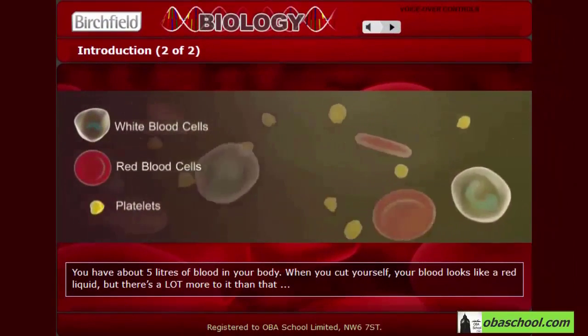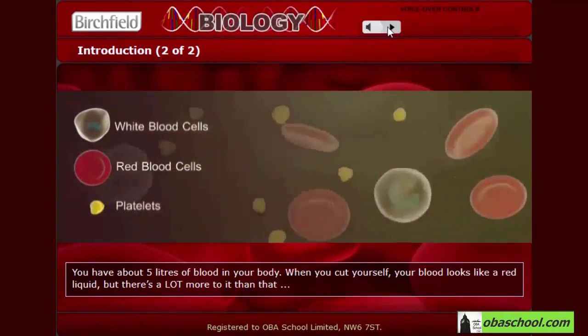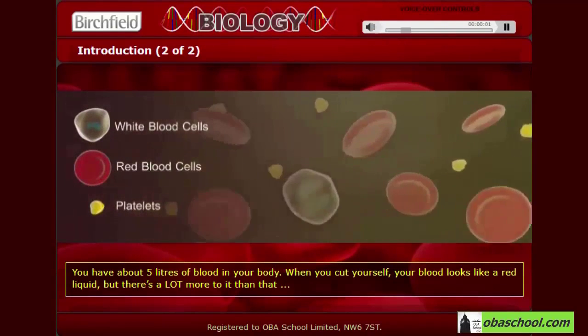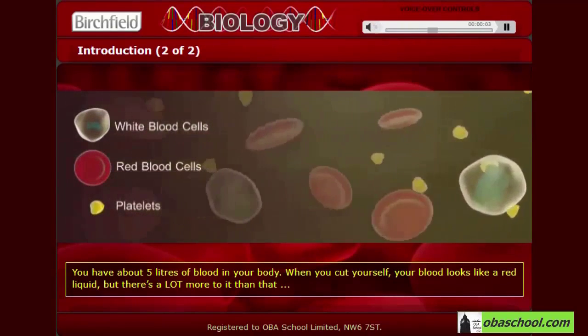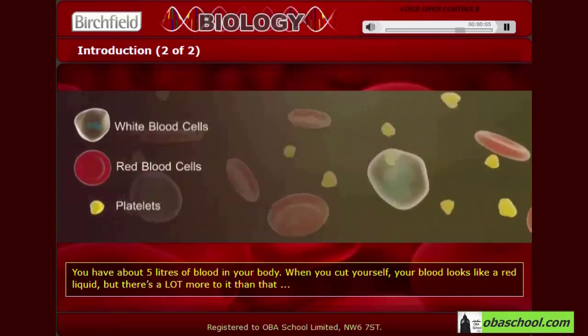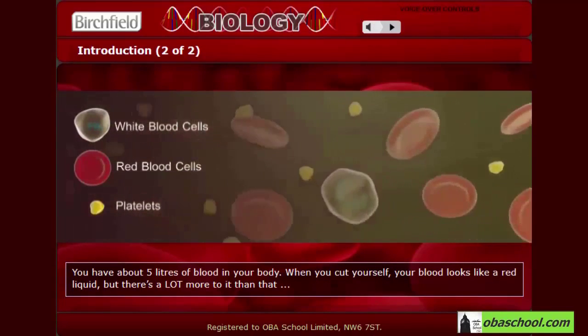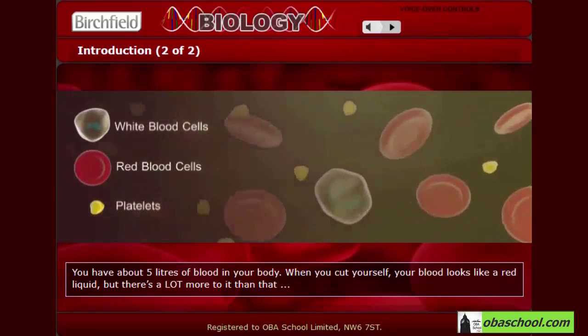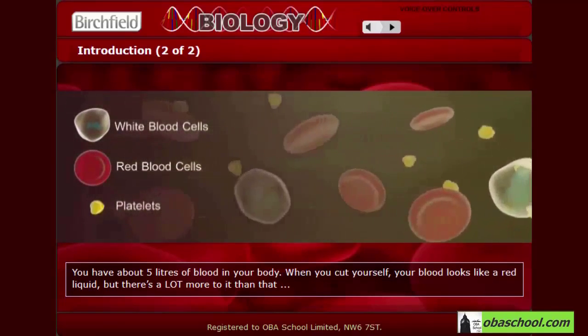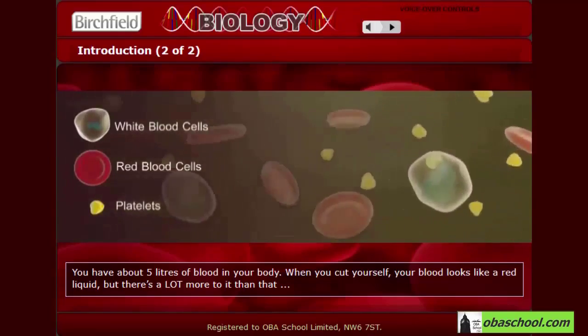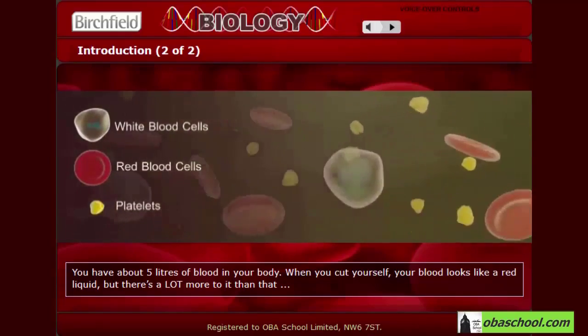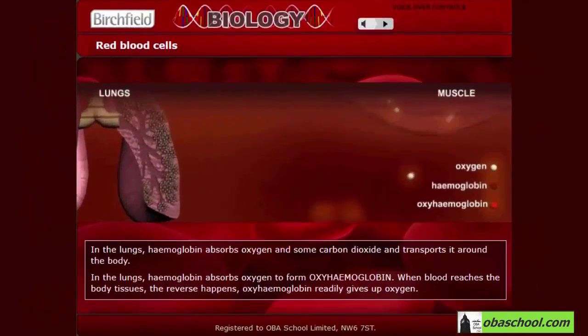Let us now study the constituents of the blood. What does the blood contain? We have about 5 liters of blood in our body, and when we cut ourselves, the blood looks like a red fluid, but there is more than just that to it. It contains red blood cells, which is what actually makes the blood red, and they have no nucleus.